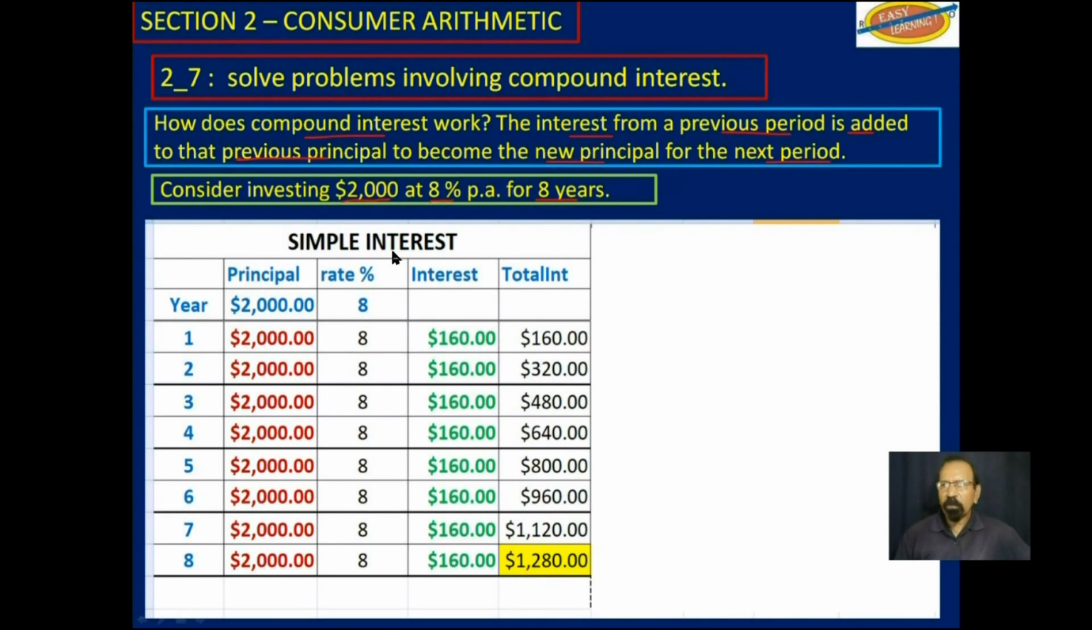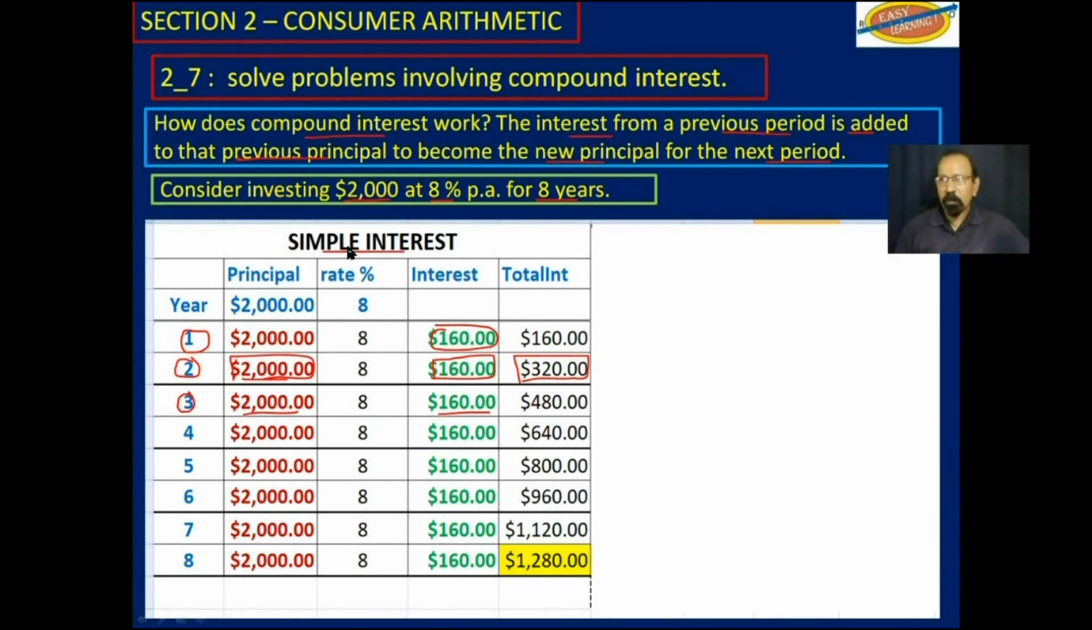If we work that out on the simple interest, notice what happens. Every year, year one, the interest is $160. Year two, you use this same principal and you get $160. Yes, over the 2 years, you now have this amount of interest. And then year three, again, the principal of $2,000 is used. You get another $160 for the third year, and so on. That is simple interest.